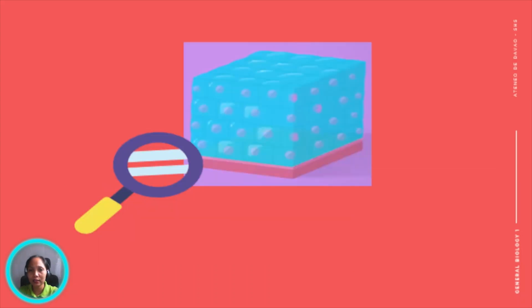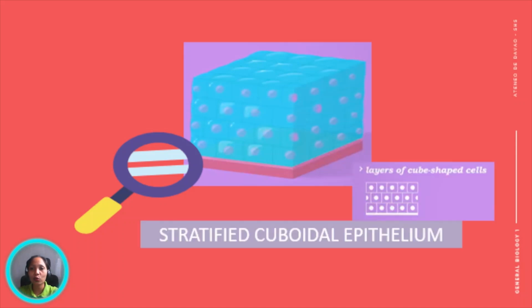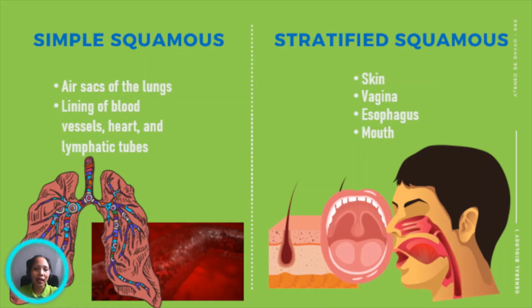How about this? How many layers are there? Yes, very good. There are multiple layers or two or more layers of this cell. And what is the shape of a cell? Yes, it looks like a cube. So therefore, it is a cuboidal cell. So the name of this epithelial tissue is stratified cuboidal epithelium. Very good. Now these different epithelium have specific locations in our body.